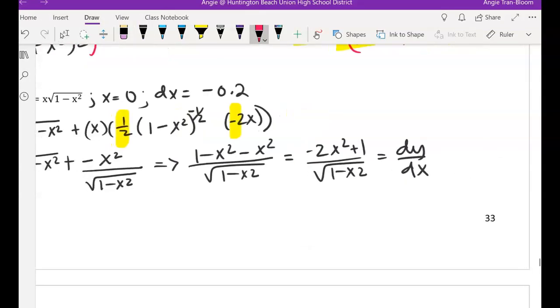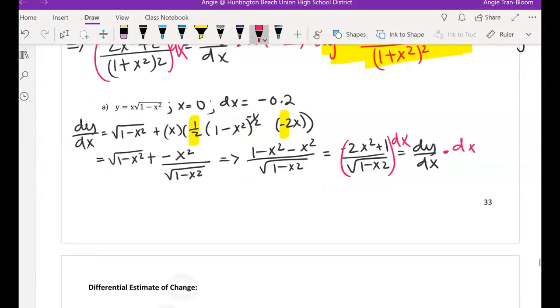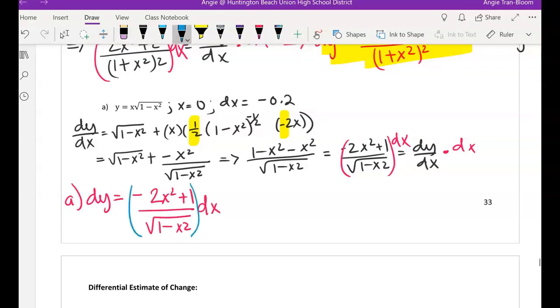So we are now going to multiply both sides by dx to get rid of the denominator. Voila! Okay. So part A, answer: dy equals negative 2x squared plus 1 all over square root of 1 minus x squared. And you can stick the dx back here. If you feel more comfortable, you can put quantity around the whole chunk. Either one, it's going to be just fine.